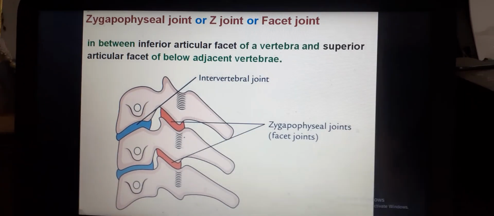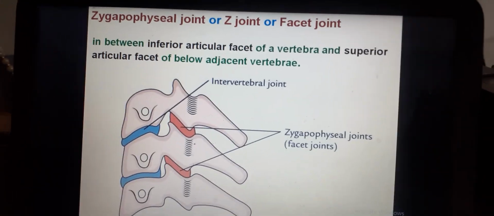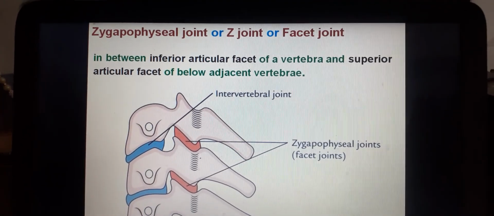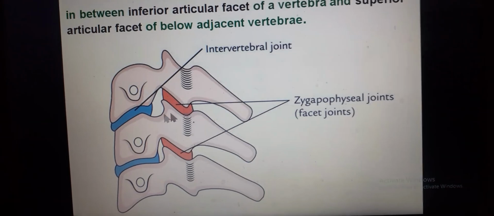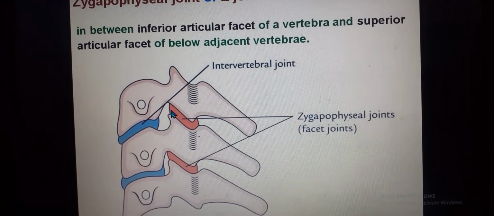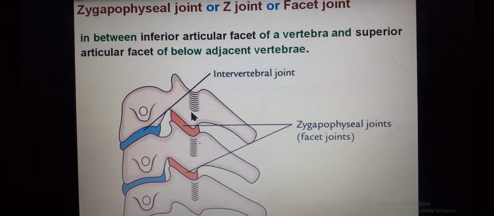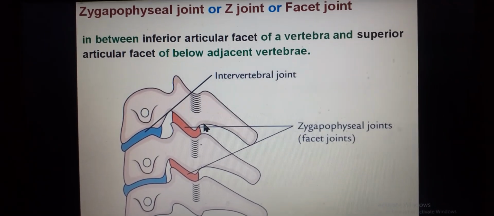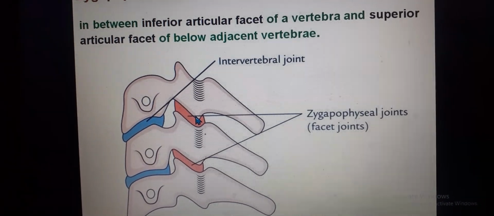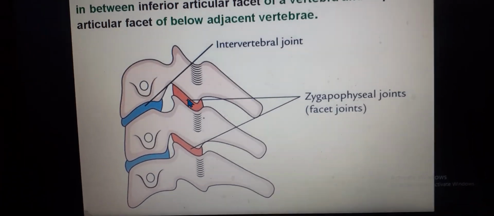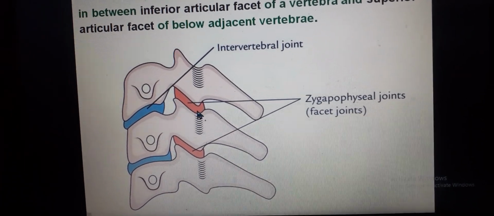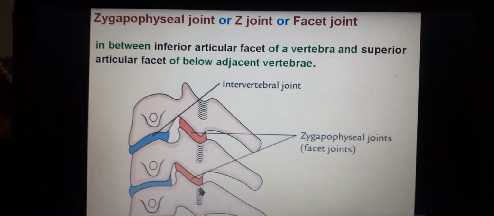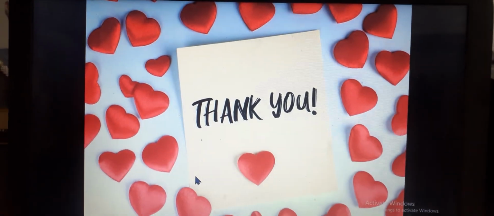Now coming to zygapophyseal joint, it is also known as Z joint or facet joint, in between the inferior articular facet of the superior vertebra and the superior articular facet of the inferior vertebra, or you can say adjacent vertebra. Okay, these are the zygapophyseal joint or facet joint or Z joint. Thank you.